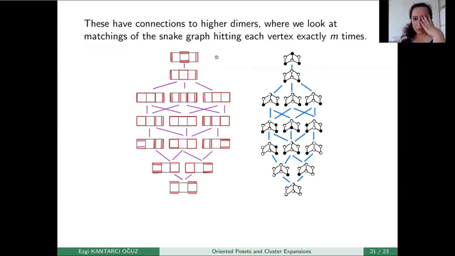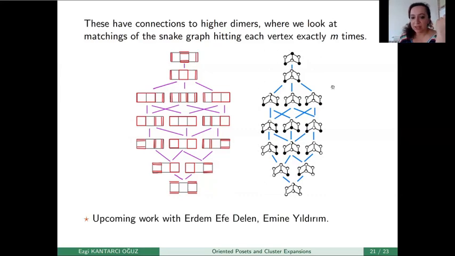And we are at the moment applying this to higher dimers. They are like perfect matchings on snake graphs, but you match each point n times. For example, here you look at matchings where you match each point twice, and in the poset level that means 2 rows of posets, and you can match each point m times. That would give you m rows, and then we get to use these matrices to do the calculations for these cases as well. This we are doing with Emine Yıldırım and my undergraduate student Erdem Efedelen, who's very talented.